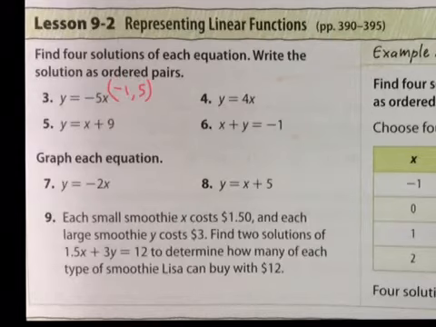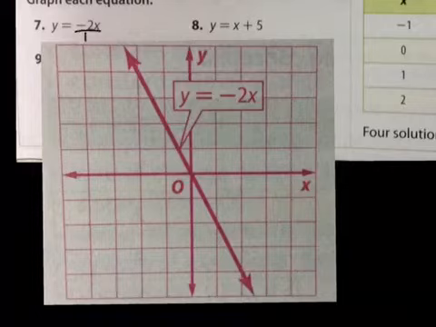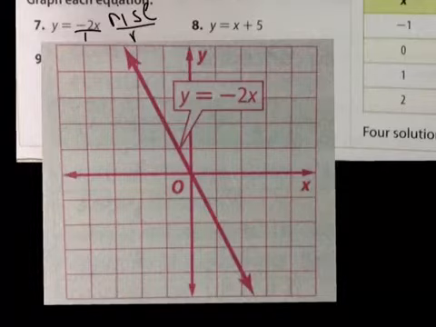should consist of 4 ordered pairs. Okay, graph each equation. So now we're going to graph. Remember that this is rise over run, and it's going to look like this. Now you know all rational numbers are over 1. Okay, so this is over 1. And as I mentioned, this is rise over run.